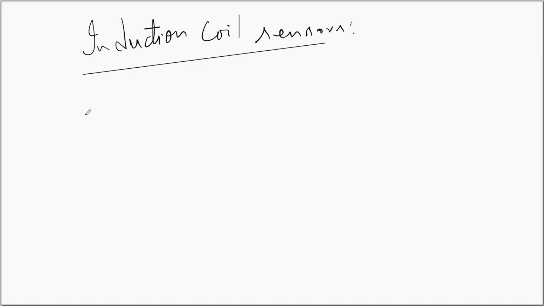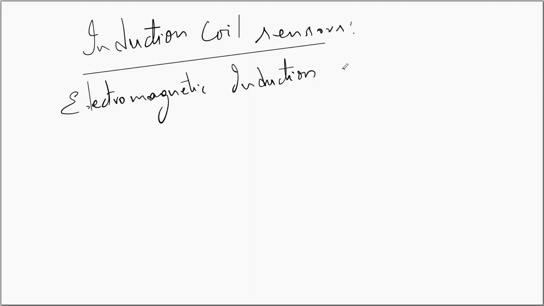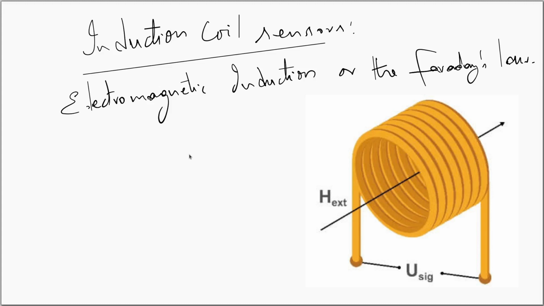Now we shall discuss the induction coil sensors. These sensors are developed based on the electromagnetic induction or Faraday's law. The induction coil sensors are largely used to measure current through a conductor. So if you have a current through this conductor, all around that we'll have an induction coil, and this induction coil will interact with the magnetic field established by the current carrying conductor, thereby giving us a signal to process, using which one can estimate the current through the conductor.